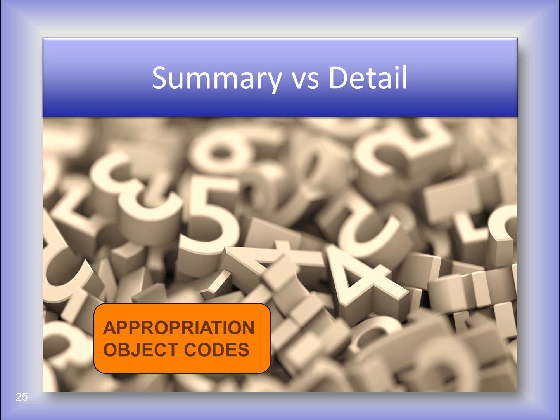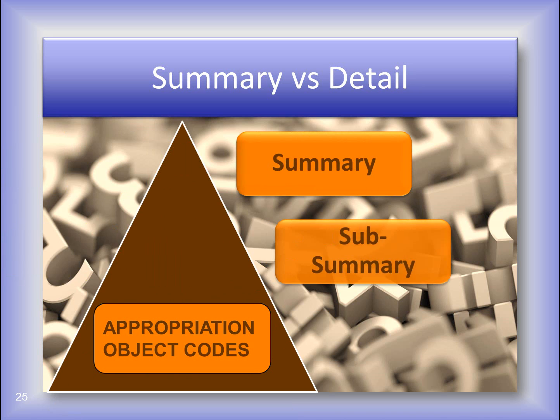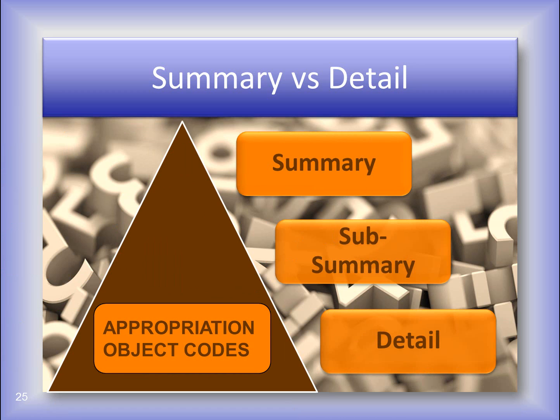Appropriation object codes have 3 levels: summary, subsummary, and detail. Each entity determines the level of object codes they want to utilize within each object group. Detail codes may be very useful for cash management and budgeting on a day-to-day basis. However, this level of detail does not appear on the annual financial reports. They're consolidated up to the highest summary code.